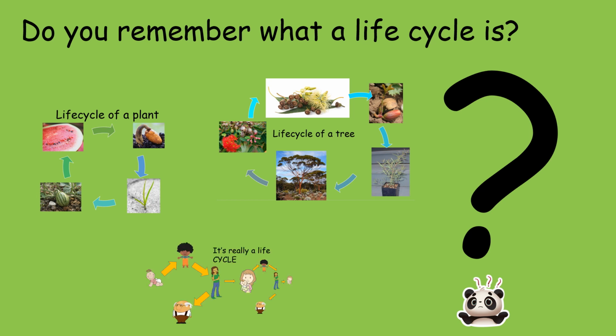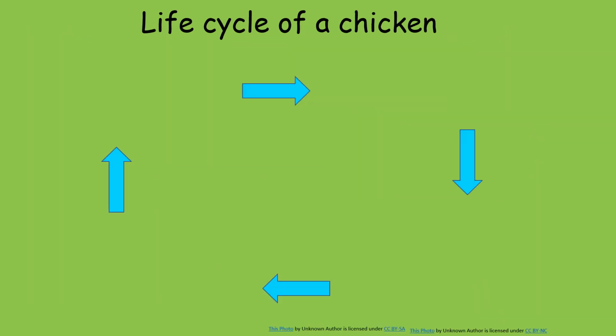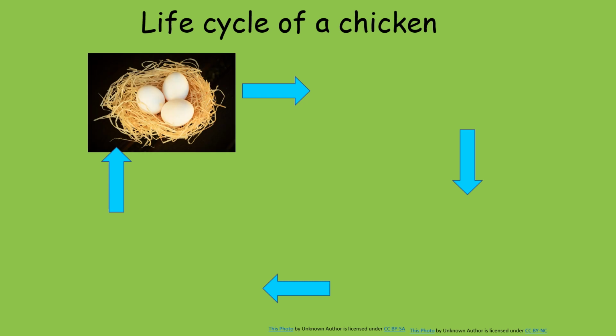We also had a look at the life cycle of a human, where the baby grows up into a child, becomes an adult, that adult becomes an old person, and sometime while that adult is an adult, they can have a baby and the cycle continues. So today let's have a look at the life cycle of a chicken. What came first, the chicken or the egg? Well, I think today we'll start with an egg.